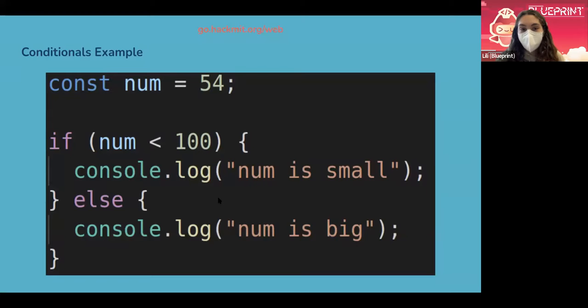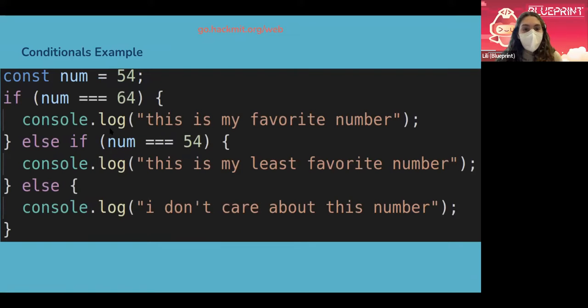This is quite similar to English in that the format is if, and then in these parentheses, you put a condition. A condition is like an expression that will evaluate to true or false. So number is less than 100 is either true or false. If it's true, we'll run this first block of code. Otherwise, we'll run the second block of code.